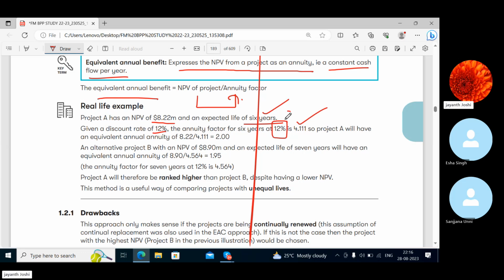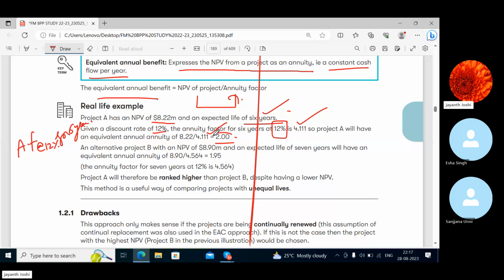I'm saying the annuity factor at the rate of 12% for 6 years is 4.111. So project A will have an equivalent annual benefit of how much? 8.22 million dollars, which is the NPV, divided by the annuity factor. It's going to be 2. That means every year you're going to get $2 million as constant cash flows for 6 years, right?